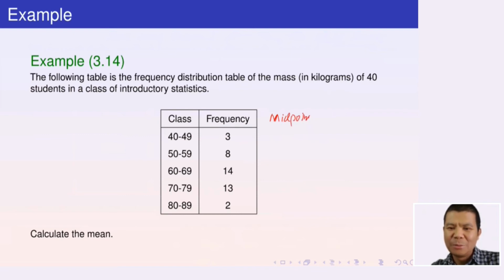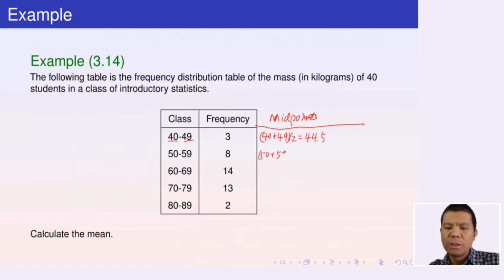midpoints. Now here 40 is the lower class limit, 49 is the upper class limit. So the midpoints is what? 40 plus 49 divided by 2, and this should be 44.5. Similarly, this is 50 plus 59 over 2, which is 54.5.